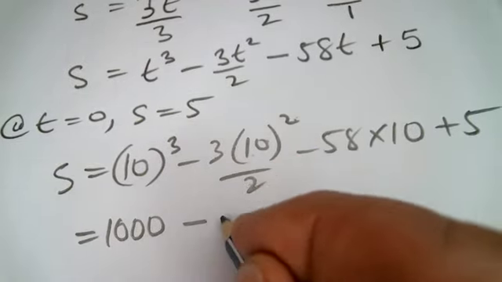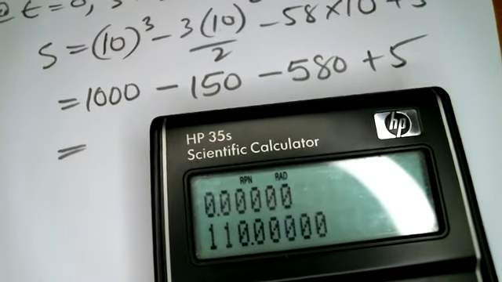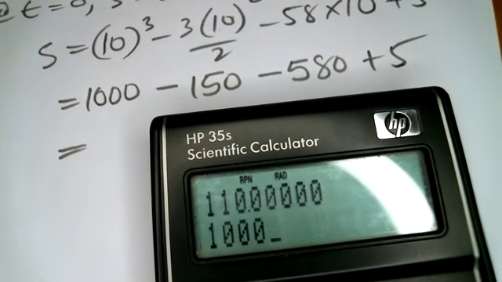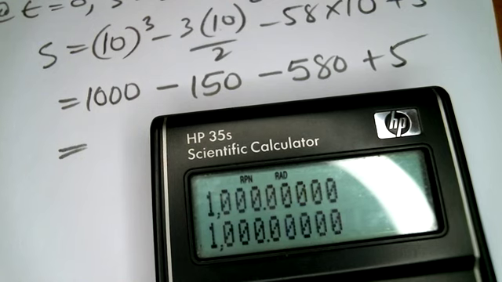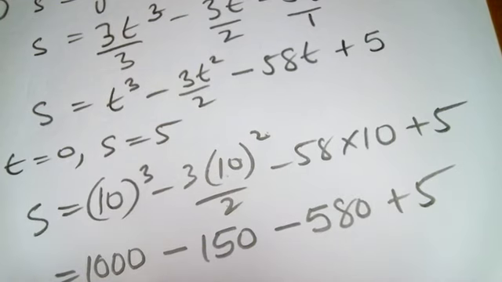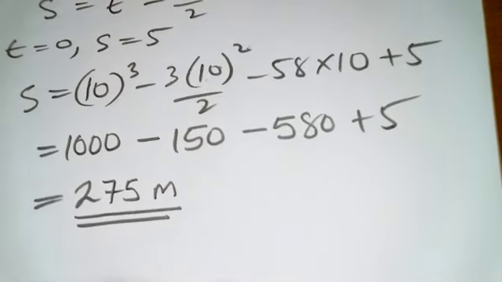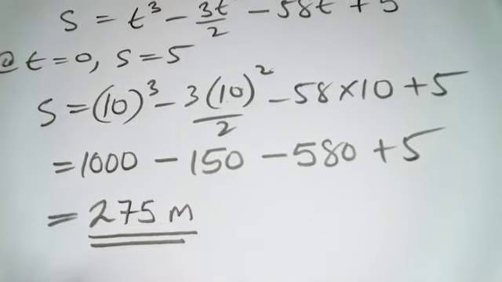All right, well, what does it all come to? I'm going to do it on the calculator to make my life easy. So here's our 1,000. Let's take off the 150. Take off the 580. And we're going to add 5. And we get 275. So the distance traveled after 10 seconds is 275 meters. I'm just writing it in. So that's how I would solve 1C.